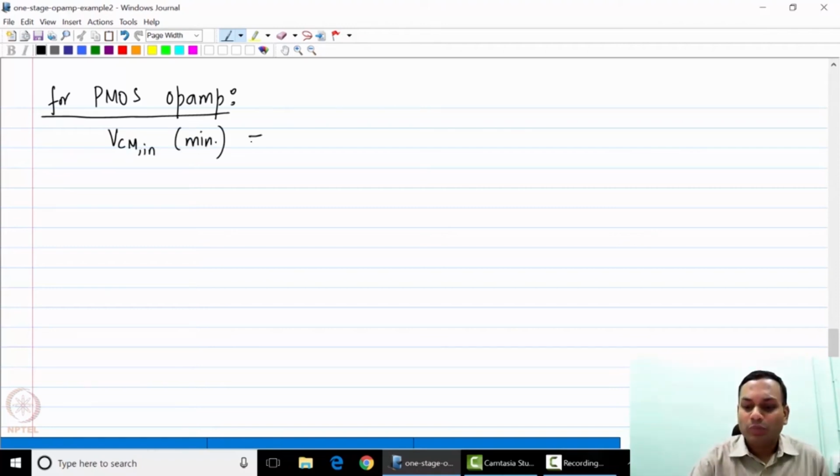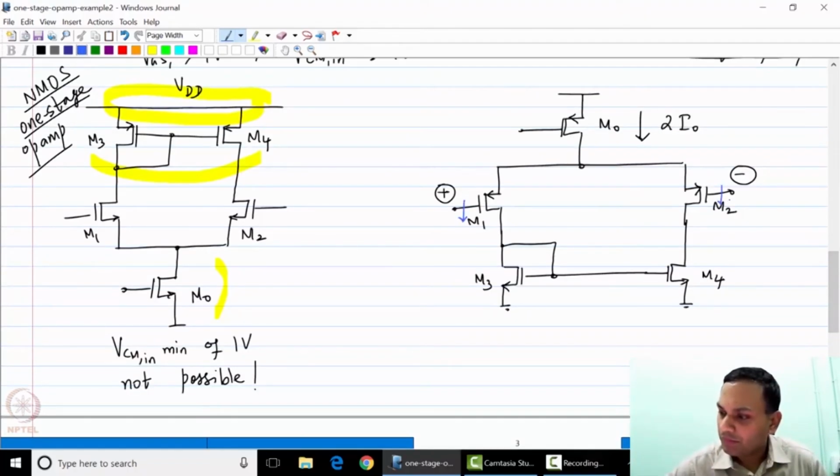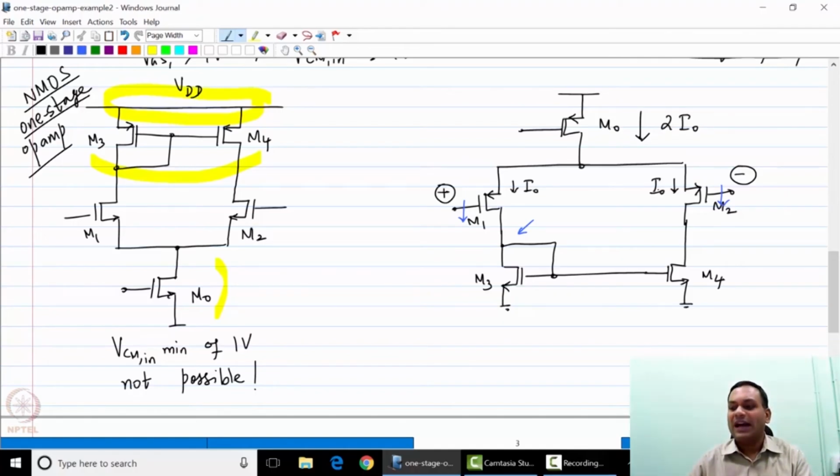So if I were to start reducing the input common mode, I can see that this particular voltage is constant because there is a current of I0 through each of these pairs of devices, M1 and M2 and M3 and M4. And the output, of course, is taken at the drain of M4. And you can see that this node has a constant voltage of VGS3.